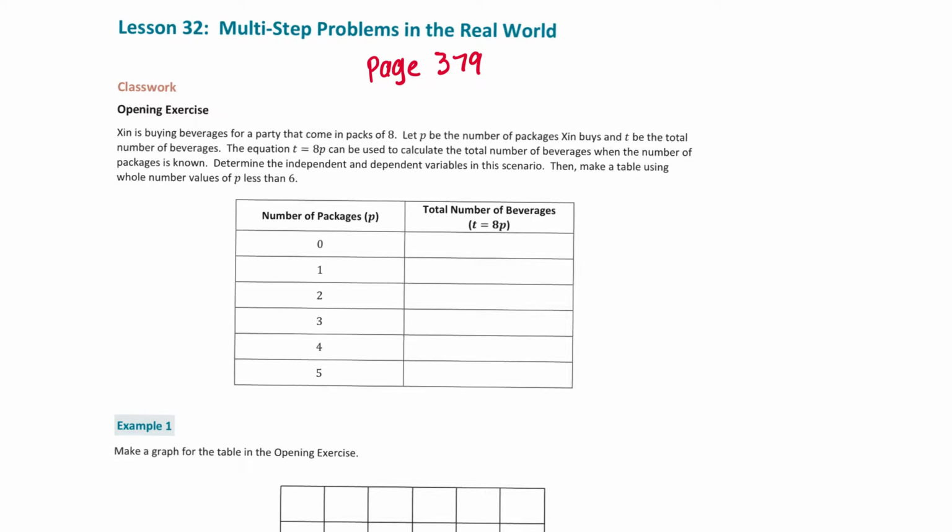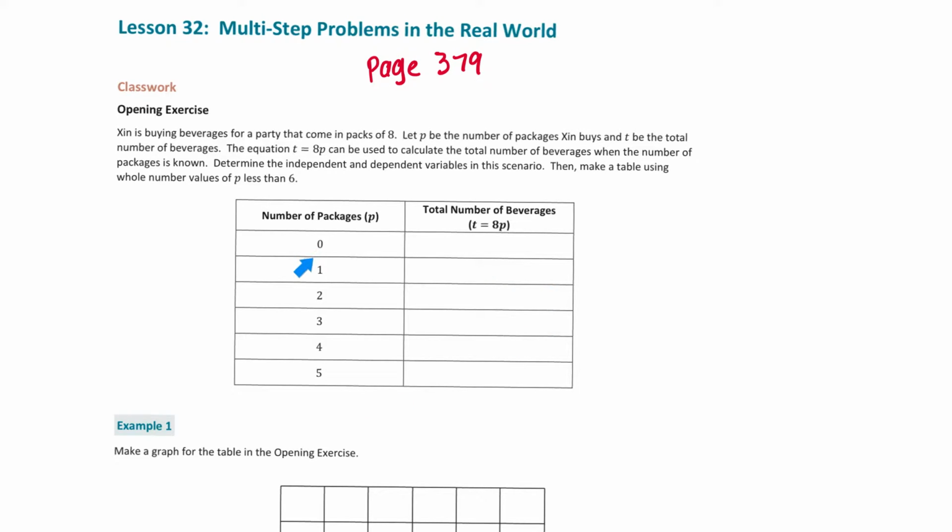Then make a table using whole number values of P less than 6. And if you notice, they already gave us those. They already gave us the numbers less than 6. They even gave us the title. So they gave us a title to be the number of packages, being P, and that was given right here. The total number of beverages, they gave us the equation. This is to find the total number of beverages. Now, we are going to keep the equation, but I want to make sure that when you are completing the table, you're making sense of the information they gave us. Let's start working on it.